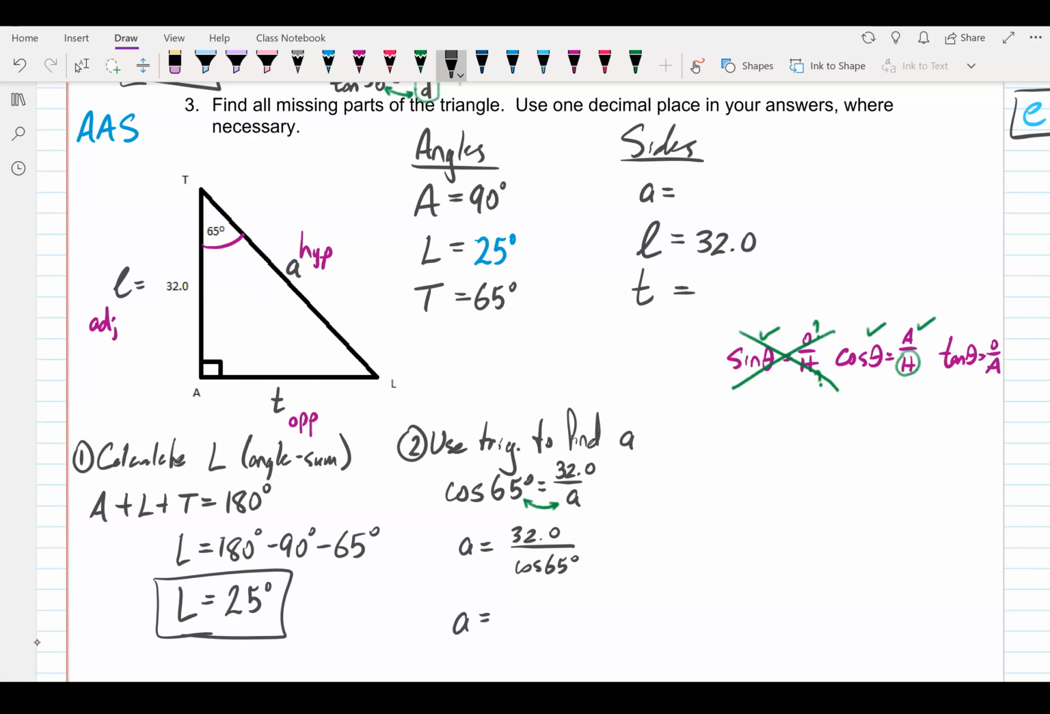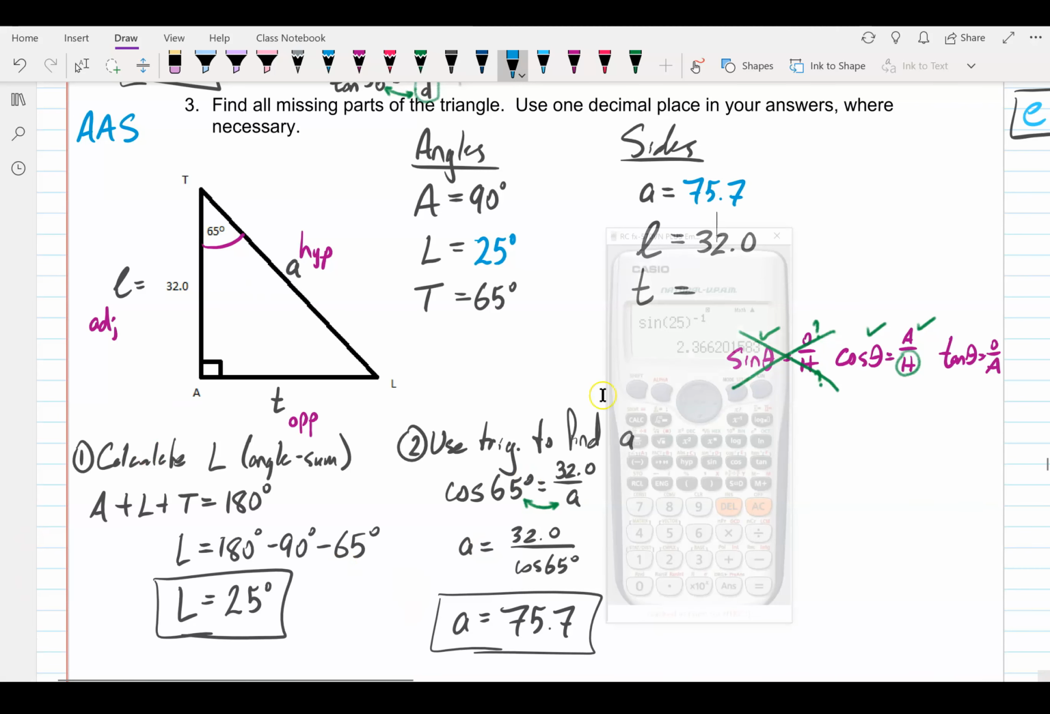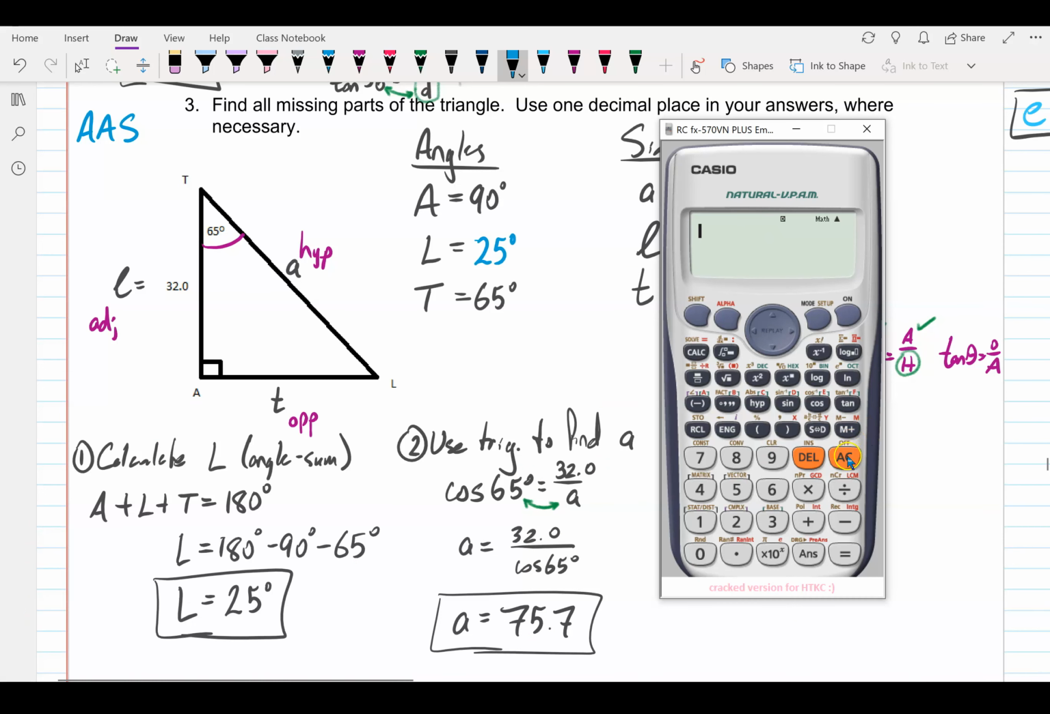And you put that in your calculator very carefully, putting brackets where you need them. 75.7. And is this an angle? No, it's not. It's a side, so I don't need a degree symbol. I'm going to go ahead and write that in, 75.7. Now, on your calculator, you might want to know how to put in this answer. It's quite simple: 32, divided by cosine of 65. And it's important that you close the bracket. On almost every calculator, when you click a sine, cosine or tan function, it'll give you a bracket. Close the bracket. That makes sure that you don't mess it up.